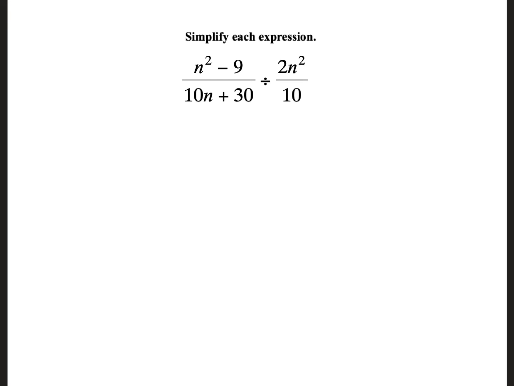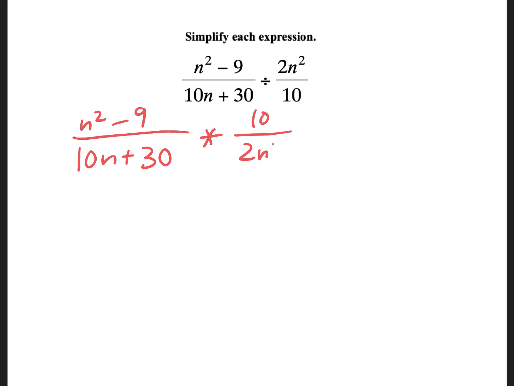For the second one, we're doing the same thing. We're going to rewrite that first fraction, n squared minus 9 over 10n plus 30. It stays the same. Then we're multiplying by my second fraction, but flip it. So we're going to have 10 on top, 2n squared on the bottom.